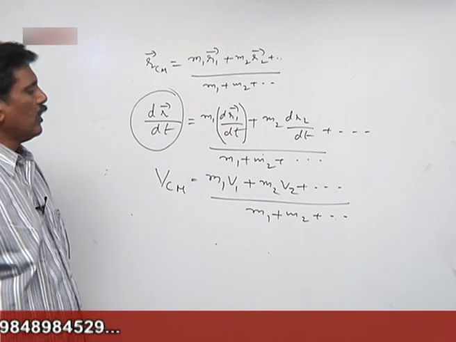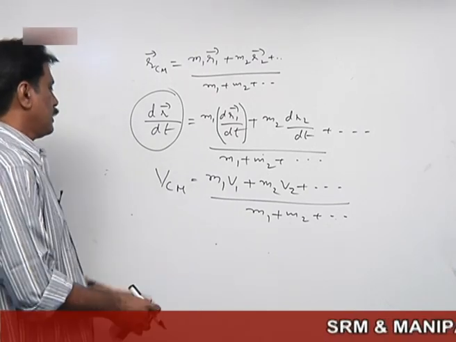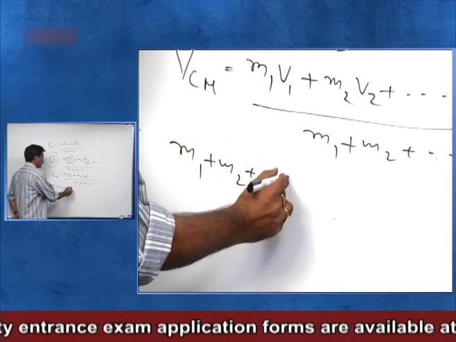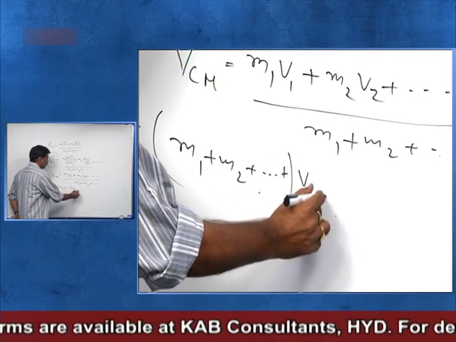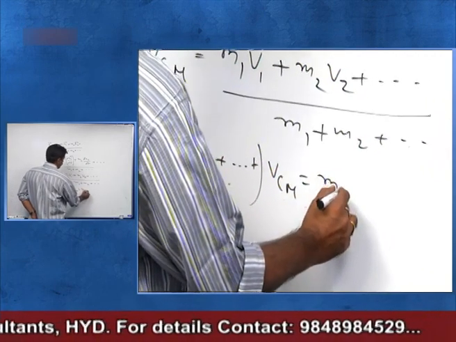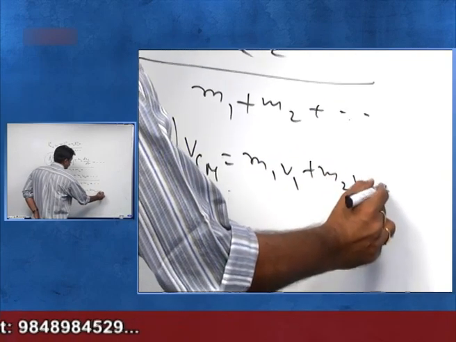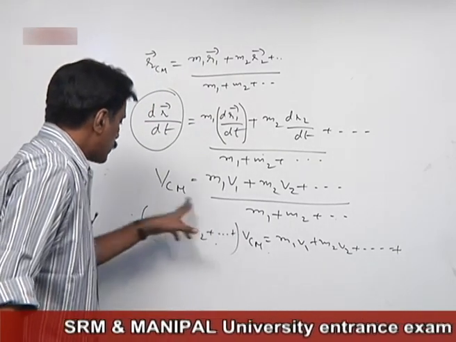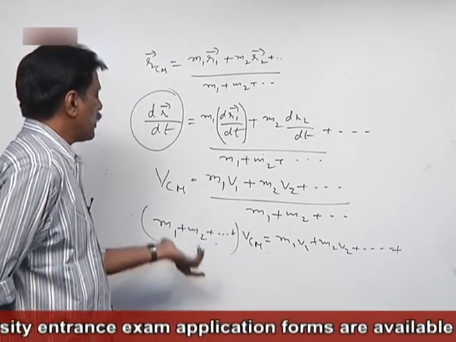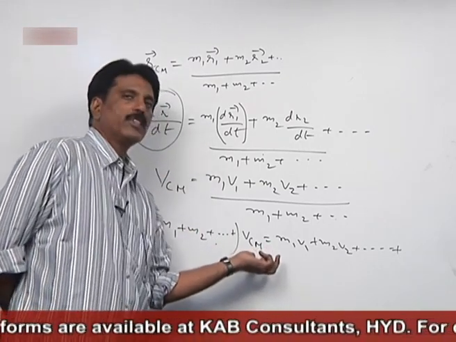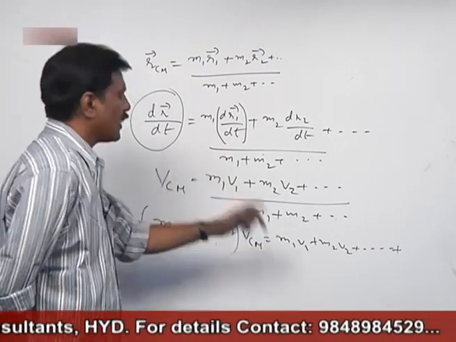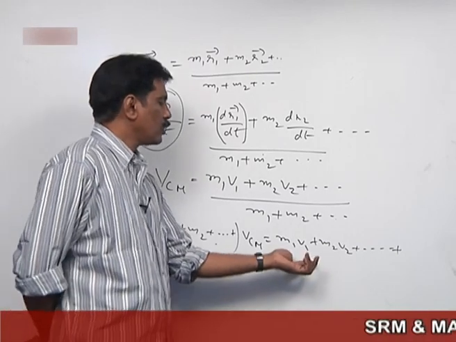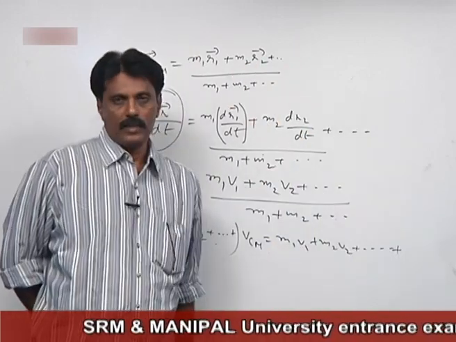Now, if you cross multiply this equation, what you will have is (m1 plus m2 etc.) into VCM is equal to m1 v1 plus m2 v2 plus etc. So, this is the total mass of the body, which is supposed to be the mass of the center of mass, into the velocity of the center of mass, which in practice becomes the momentum of the center of mass. So, the momentum of the center of mass is equal to the sum of the momenta of all the particles of the system.